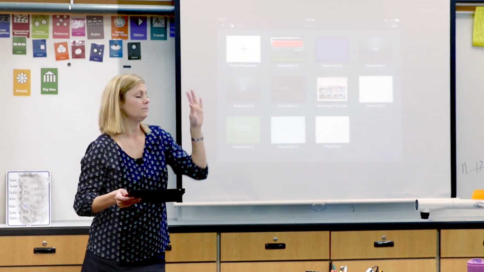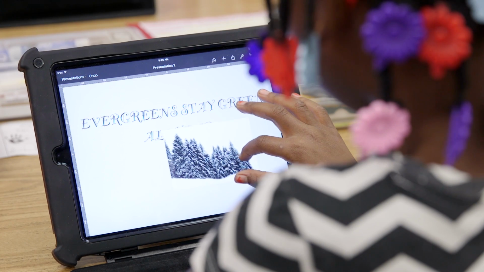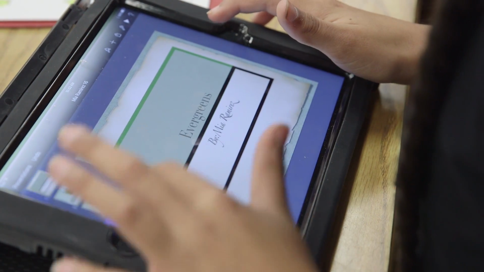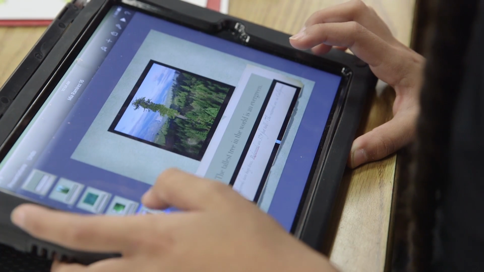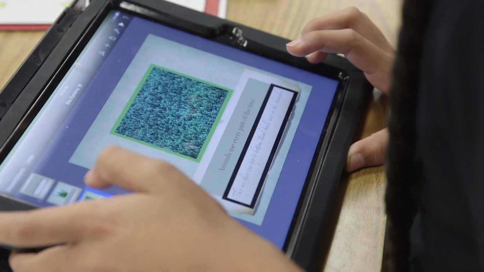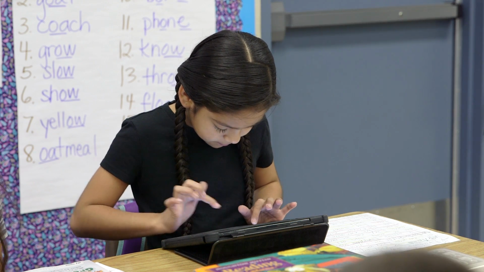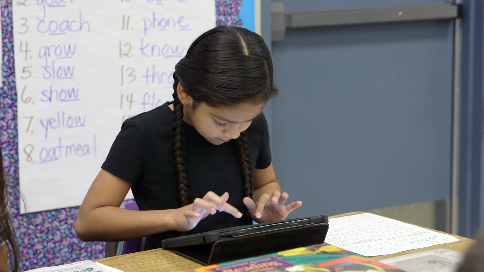So day 3 is when we normally would write our final drafts. But this time, instead of having them just write a perfect published paper, I had them put the information into a Keynote presentation. So I had them organize the sections of their writing into slides. So they had a topic slide, they had 3 detail and explanation slides, and then they had a conclusion slide. And they were able to type their information into that and correct whatever mistakes were there instead of just writing it on a piece of paper.